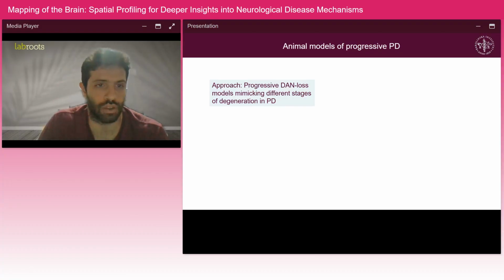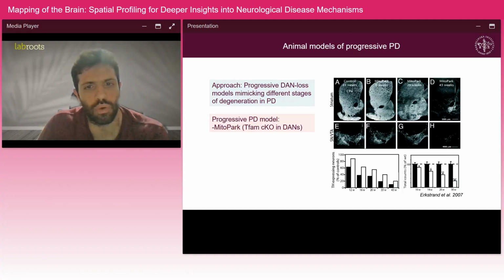In order to do that, though, there's a main problem in Parkinson's disease research: most of the time the models that we use are not really progressive. They try to mimic the disease, but always they are giving a snapshot of the disease. There is, though, a model that recently gained a lot of attention, even though it was first described in 2007: the MitoPark model.